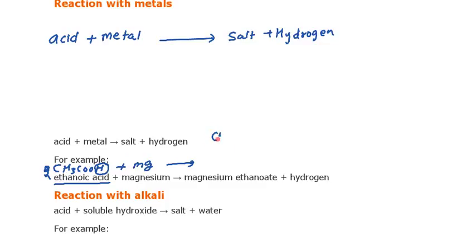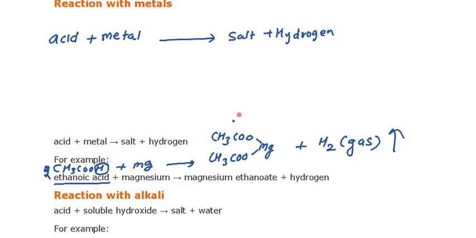Means these two ethanoate groups are attached to the magnesium and one molecule of hydrogen gas is released. So this is considered a salt of the magnesium ion, and this is the hydrogen gas that is formed.